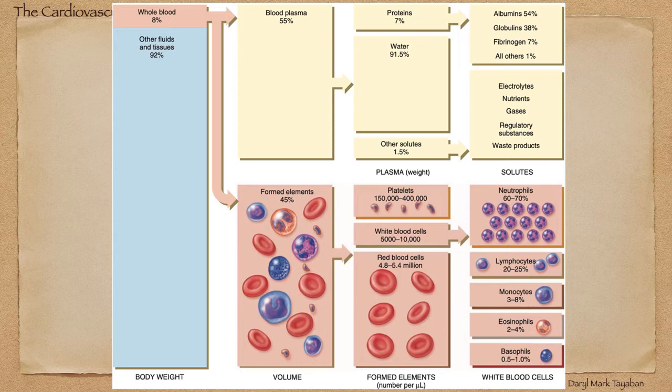Then for the formed elements, as I mentioned, it's 45%. The platelets are usually 150,000 to 400,000. That's the normal value, but it depends on the laboratory. Sometimes some laboratories will use a different value. Just follow their values as a doctor in the future, because machine per machine may have different values.